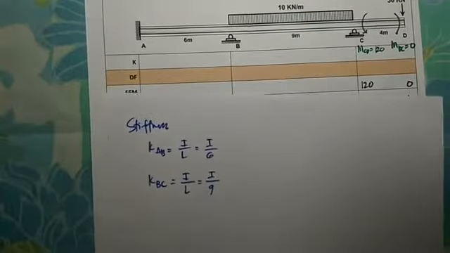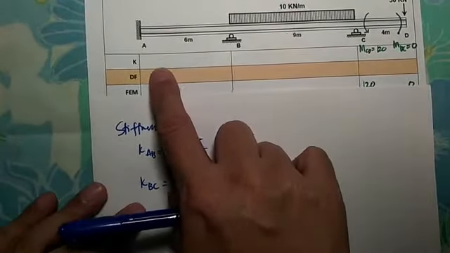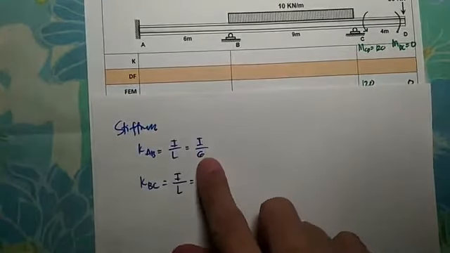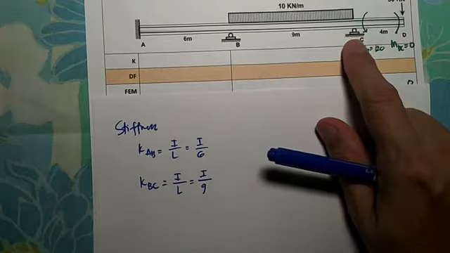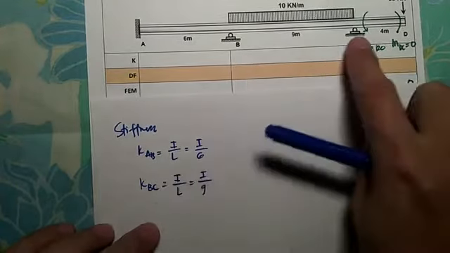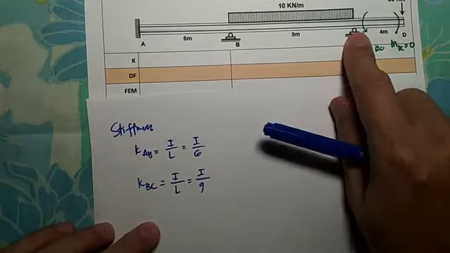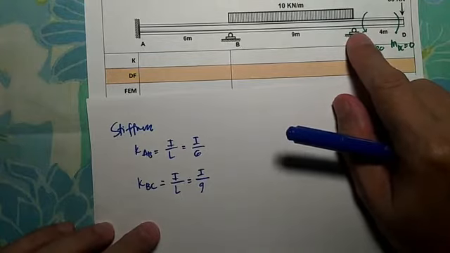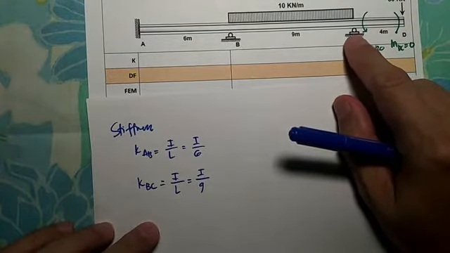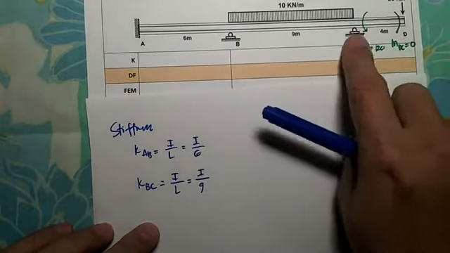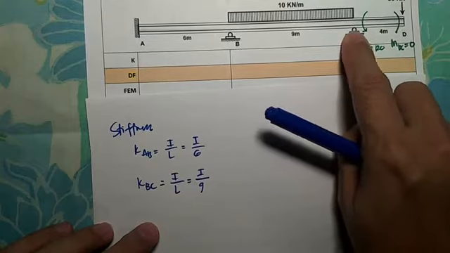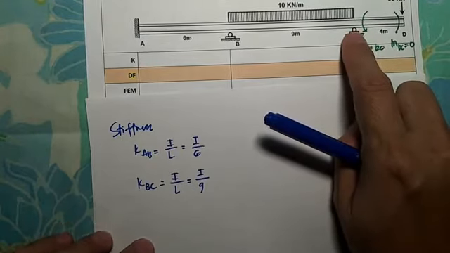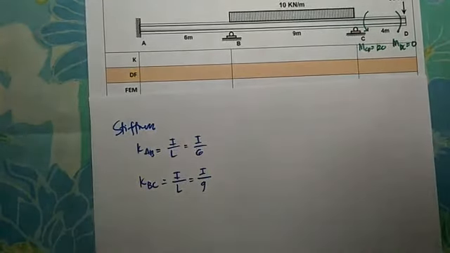Going back again to the stiffness, we just have to determine the stiffness for AB and BC. Again, for AB, it's I over 6. BC is I over 9. Now, we cannot modify the stiffness on member BC because there is a moment at that point. The modified stiffness, which we multiply by 3/4 or 0.75, is only applicable when the member has a hinge or roller at the far end where the moment is 0. Here, the moment is not 0. There is a moment at this point. So the modified stiffness is not applicable here. We will just stick to the relative stiffness.